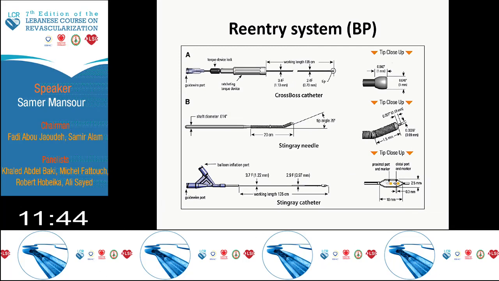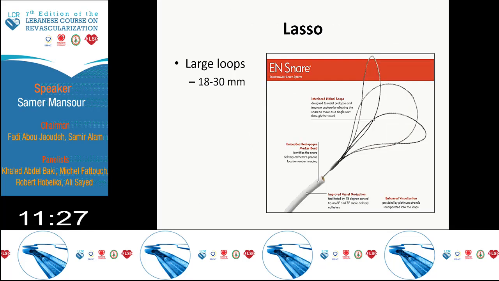This is a re-entry system, the CrossBoss catheter. As you can see, it has an atraumatic, olive-like distal tip, and you have the Stingray balloon that you position in your subintimal space, and you stick using the Stingray wire to regain the true lumen.